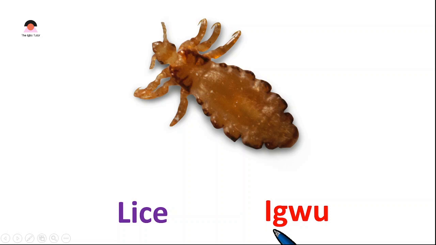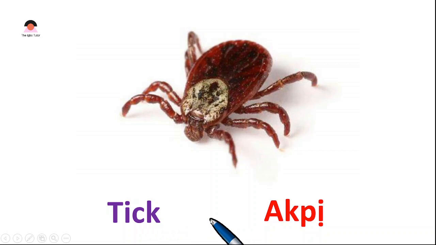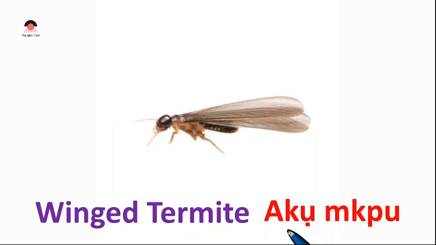Next is tick. Now, we find tick in the body of dogs and other animals like that. We call it akpi. Akpi, that is ticks. Let's move on from here and we consider winged termite. Winged termite is called akumpu. Akumpu. That is our name for it.